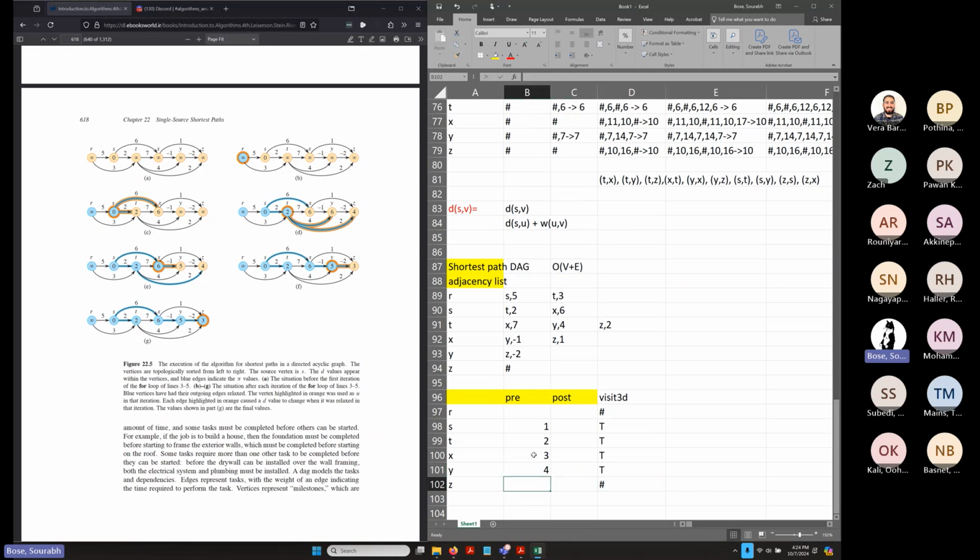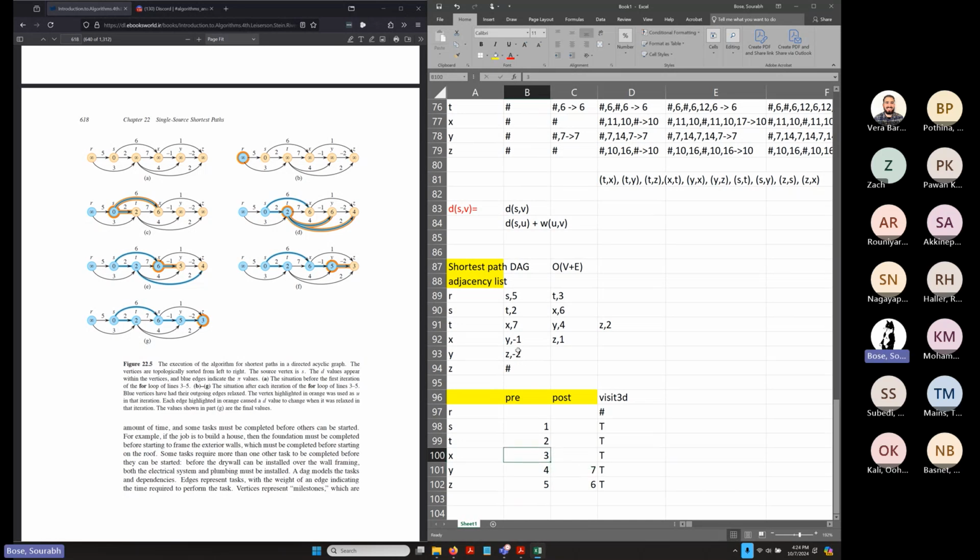From Y, we are going to Z. This looks like this because it is already sorted like that. Sorry, Y is 4, and Z becomes 5. And then Z finishes. So Z becomes 6, goes back to Y. Y just had Z to do. Z is done. So Y becomes 7.